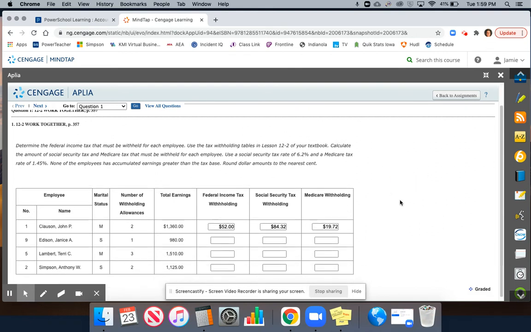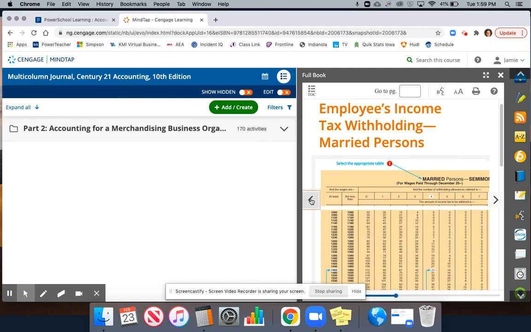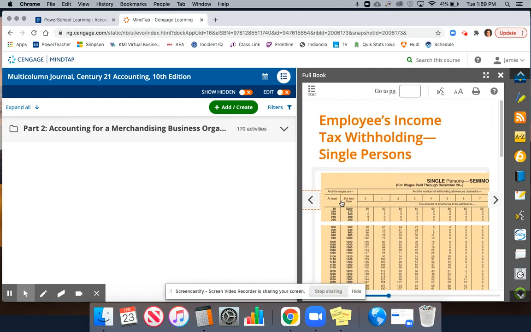That is how we calculate our first employee. Our next employee is single with one allowance, so we'll go back into our book. We need to pull up our single table. This person is single with one allowance and makes $980. So we're in the one allowance column and $980. Between $980 and $1,000, they are going to withhold $79.